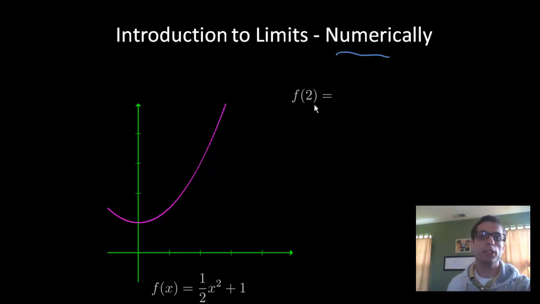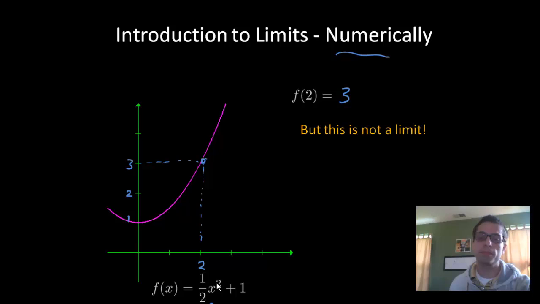Now, if I were to ask you what is f of 2, you'd go find the x value of 2. You would probably do a dotted line up to the point on the graph and then go over. Now that's 1, 2, and 3. So based on the graph, it looks like f of 2 is 3. You can also figure that out by plugging x equals 2 into the function.